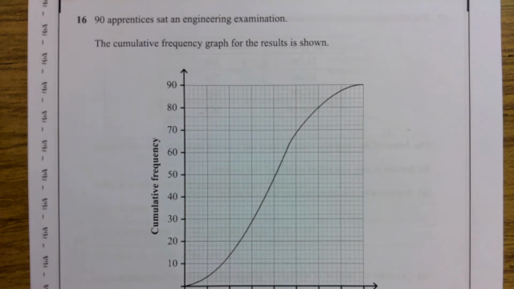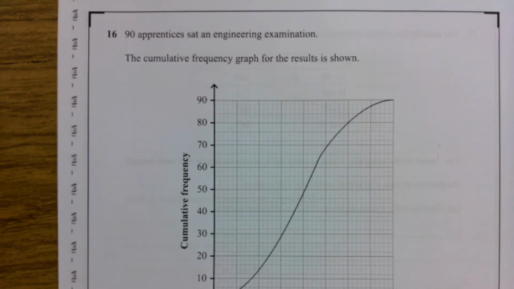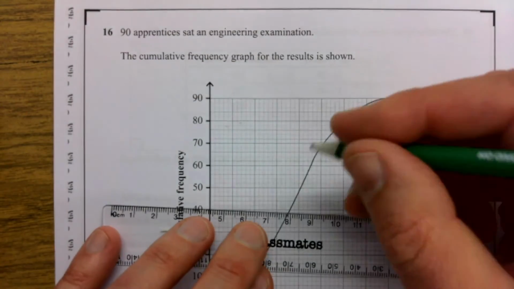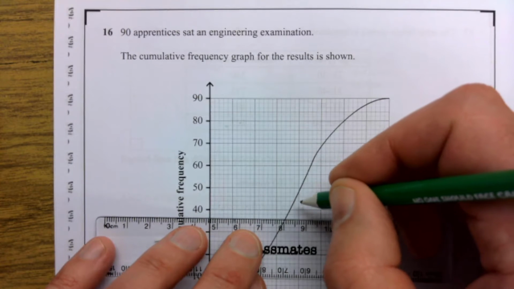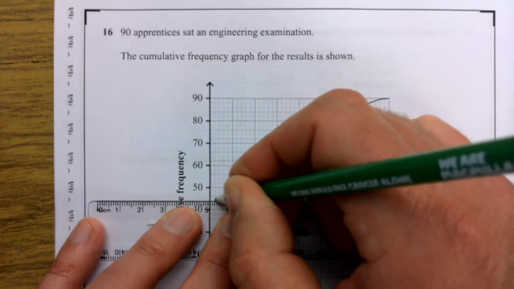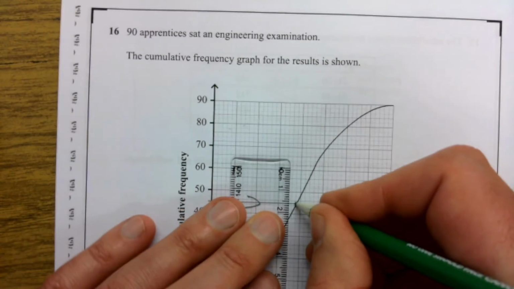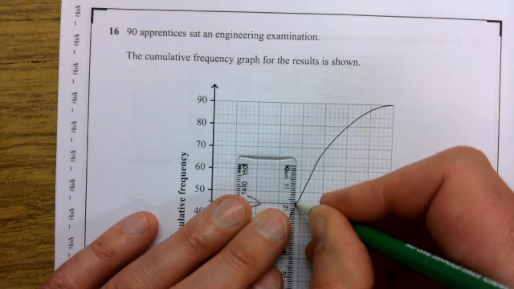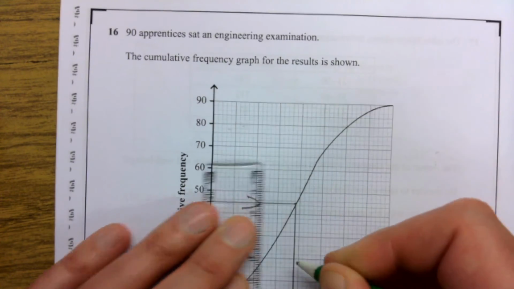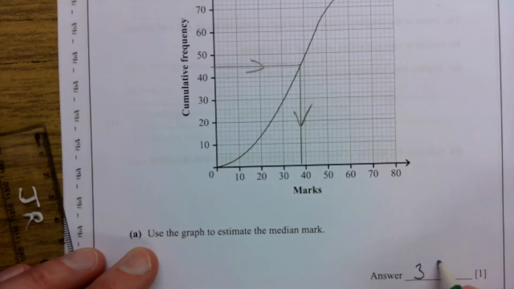Question 16. 90 apprentices sat an engineering examination. Cumulative frequency graph is shown below, so that's okay. Use your graph to estimate the median. So there was 90, so we're going to go across at 45 and read down. And again, just go as accurately as we can. A sharp pencil going across and reading down. For me, that's looking like it's going to be 38. So my answer here is going to be 38.